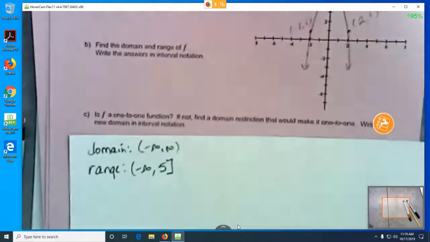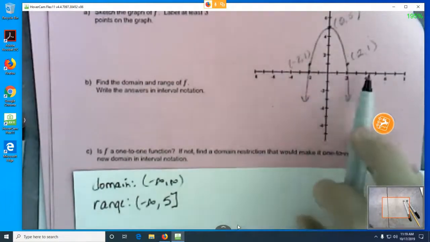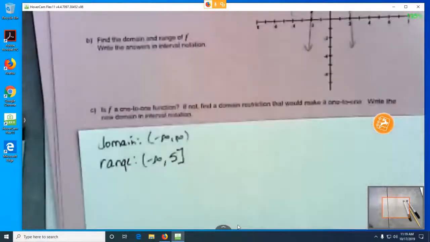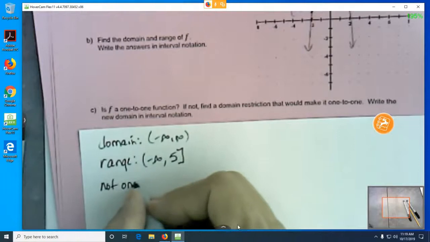Then the next question it asks you is whether this is a one-to-one function. Remember, for that we were doing the horizontal line test. There are lots of places here you could draw a horizontal line that would intersect the graph twice. So the answer is no, it's not one-to-one.